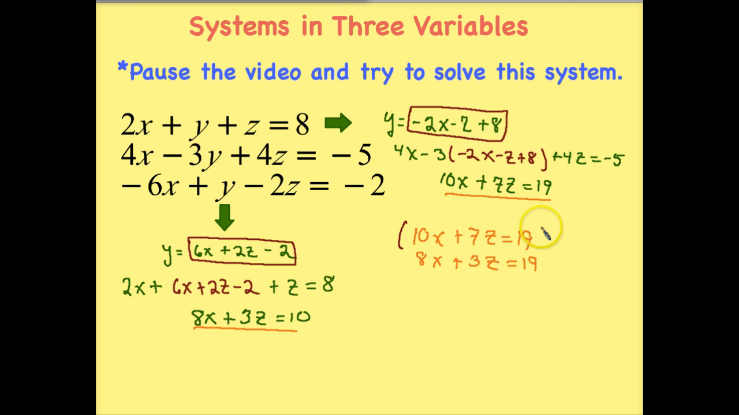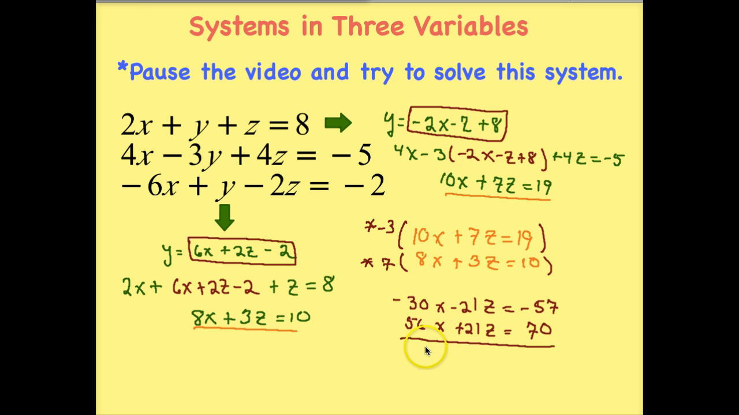So maybe for this first equation, I'll multiply this by a -3 in order to turn the 7 into a -21. And in my second equation, I'll multiply this by a +7 to turn this into a +21. At this point, I just need to add my equations together, and I'm left with 26x equals 13, since these z's will eliminate. So now I know that x is going to be 13 over 26, or 1/2. At this point, it'll be easy for me to find the other variables.